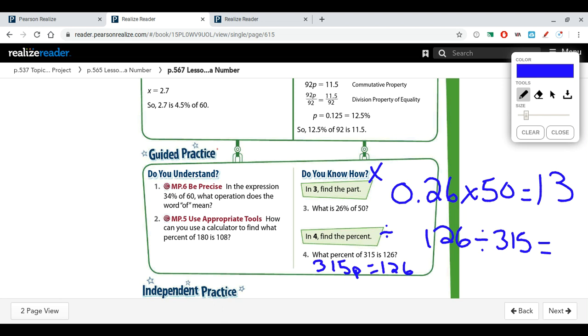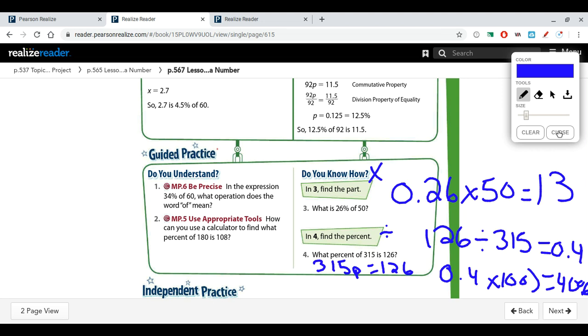So when I plug 126 into the calculator, divided by 315, I end up with 0.4. Then if I take that 0.4 and multiply it by 100 with the calculator, I end up with 40%. But I'm really hoping that you can recognize that 0.4 is 40%, and you don't need to do that extra step in the calculator.